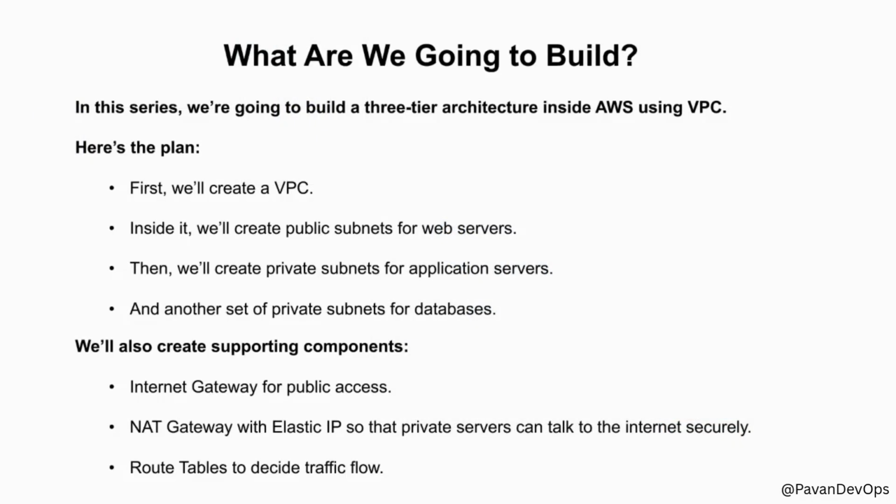What we are going to build. Here is the plan. First we will create a VPC. Inside it we will create public subnets for web servers. Then we will create private subnets for application servers and another set of private subnets for the database. In parallel, we are also creating the supporting components like an internet gateway for public access, a NAT gateway with an elastic IP so that private servers can talk to the internet securely, and finally route tables to decide how the traffic flows.